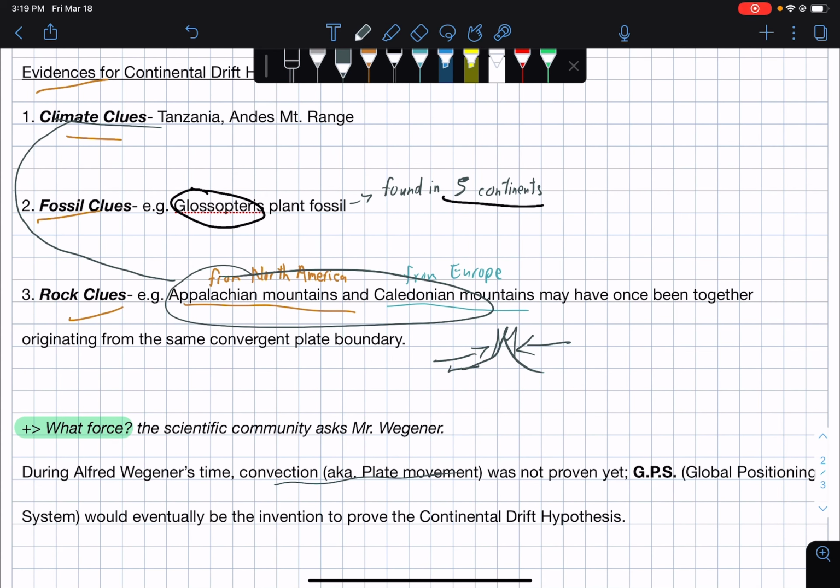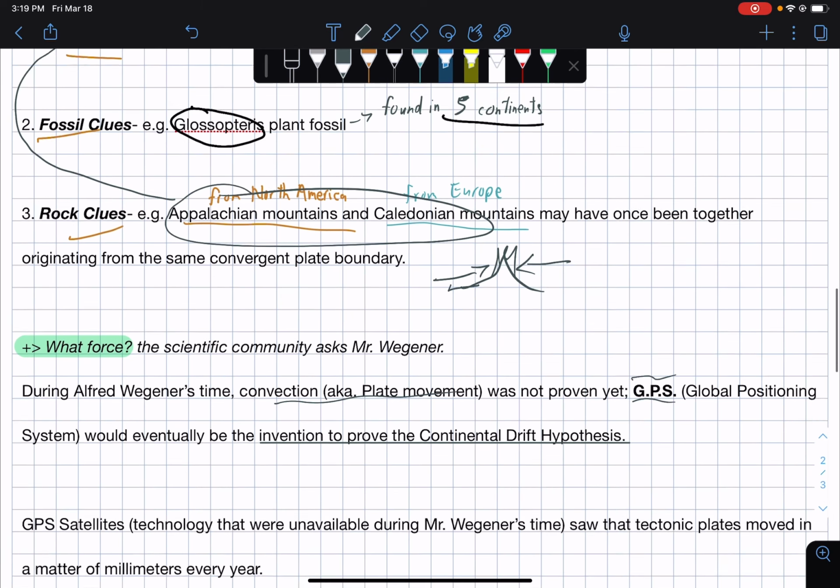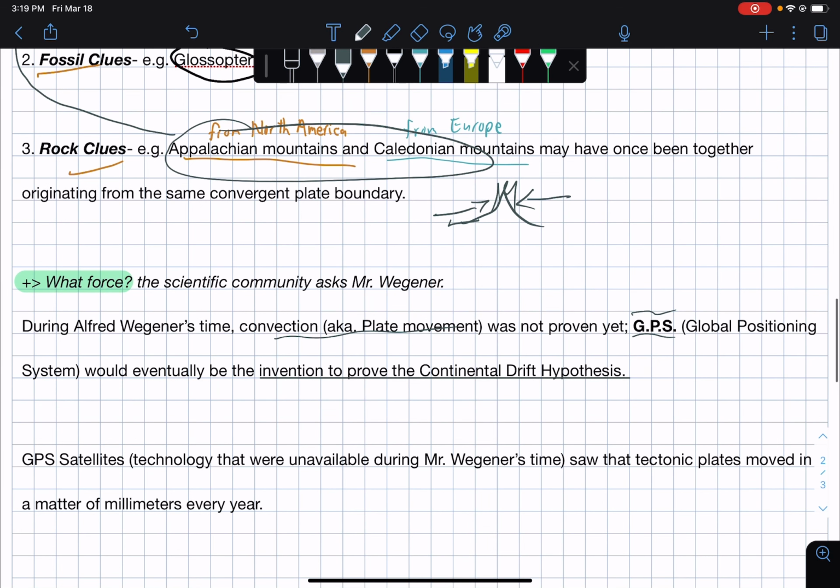GPS would eventually be the invention to prove the continental drift hypothesis, because it is only through the GPS that the scientists found out that tectonic plates do move, at least for a few centimeters per year. So, GPS satellites saw that tectonic plates moved in a matter of millimeters or probably centimeters. It actually depends. So, the movement is only in a matter of millimeters or centimeters every year.